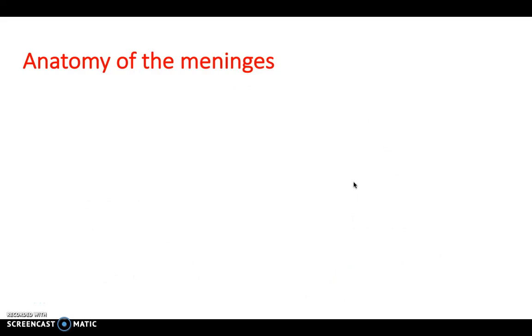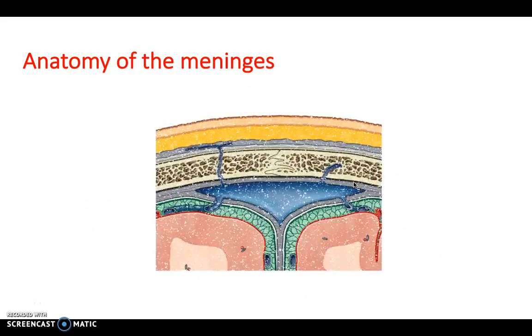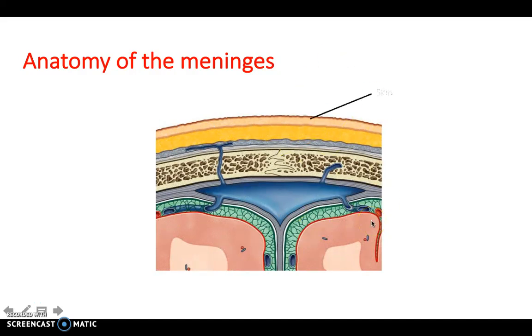Next we have the meninges, and this essentially is what surrounds the brain and the spinal cord. So this is taking a section of the brain to have a look at, and this of course is the skin, followed by the periosteum and the skull. And then we have the 3 layers of the meninges.